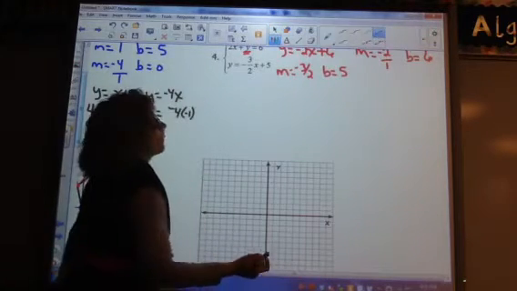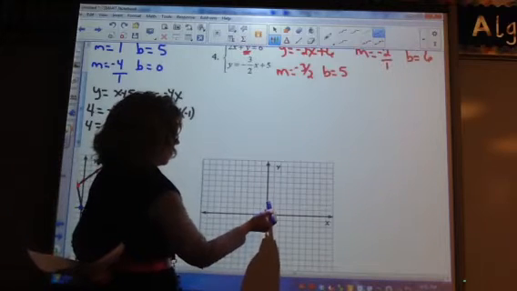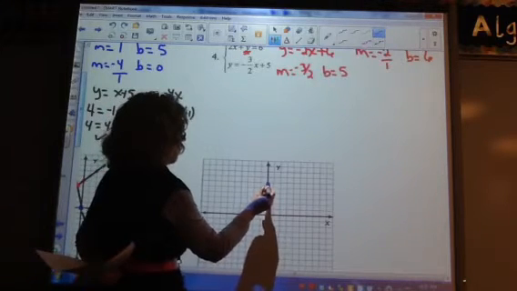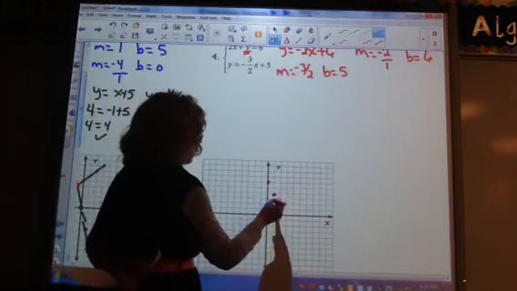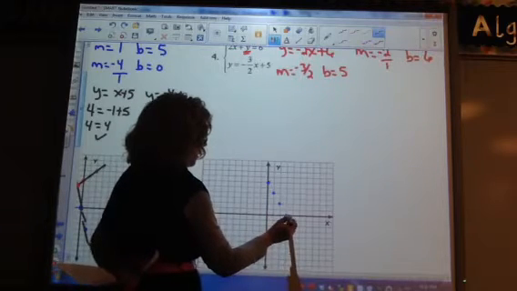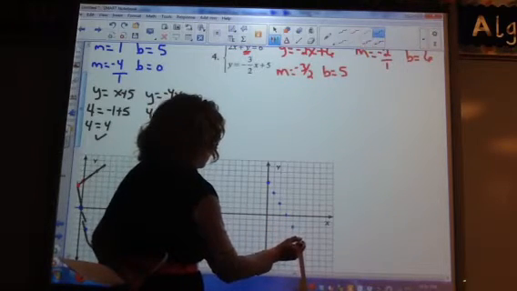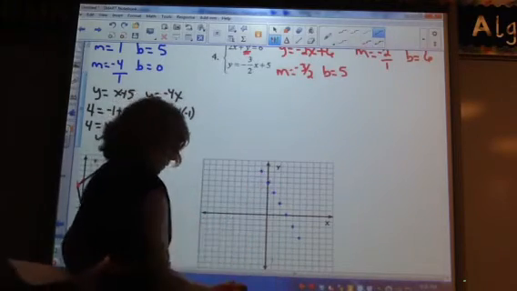Alright, so for my first equation, I start at the y-axis at positive 6. There's my first point. And then from there, it's negative 2, 1. So I can go down 2, right 1, down 2, right 1, down 2, right 1. Or, if I go up 2, I got to go left 1. So here's my first line.